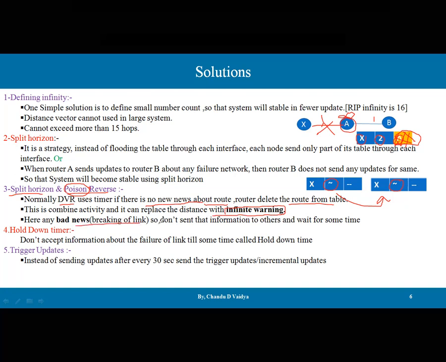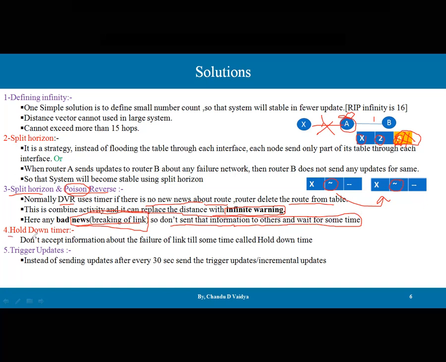But more about this, here any bad news, the breaking of links, don't send that information to the others and wait for some time. So if anything goes wrong, any route breaks, any link breaks, don't send this information to others, and wait for some time. This is split horizon and the Poison reverse. If any bad news happens, don't send this information to others. Let it recover itself. Let a few moments pass, and then only send it, right.